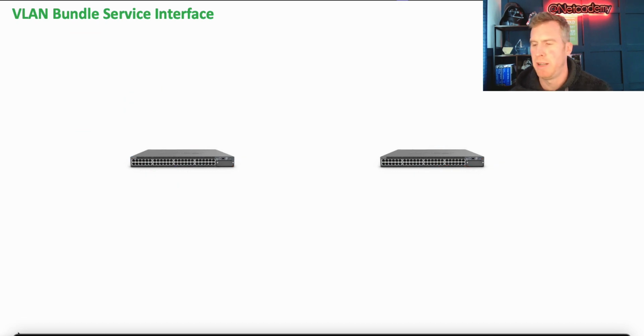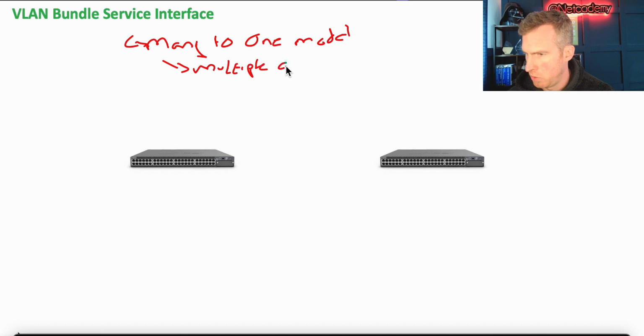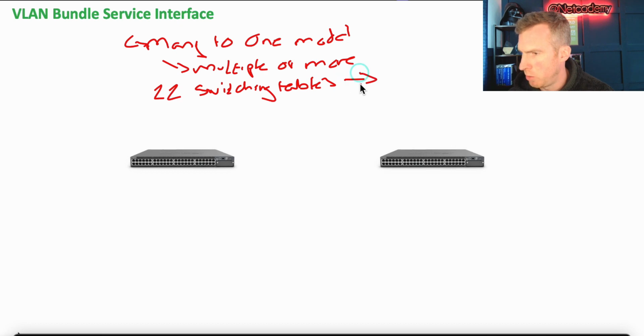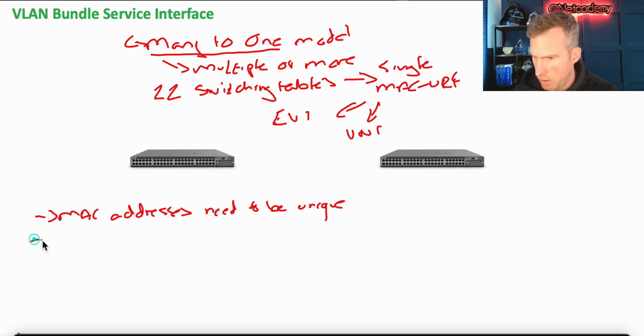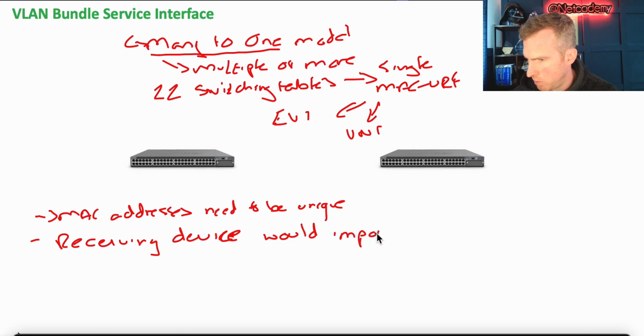So let's summarize this VLAN bundle service interface. So again, this is a many to one model. This is where we were taking multiple or more layer 2 switching tables, and these were being aligned to a single MAC VRF. Now with that single MAC VRF, it would then have a single EVPN virtual instance and also a single VNI. So quite literally many to one. However, the downsides were that the MAC addresses have to be unique, and also that the receiving device, Leaf 2 in this case, would import absolutely everything.